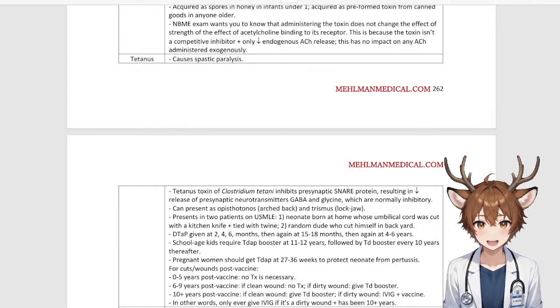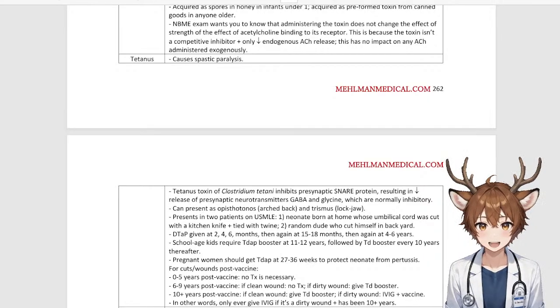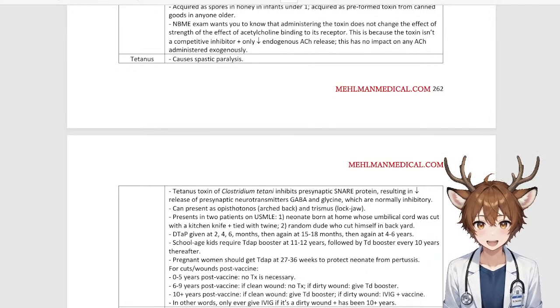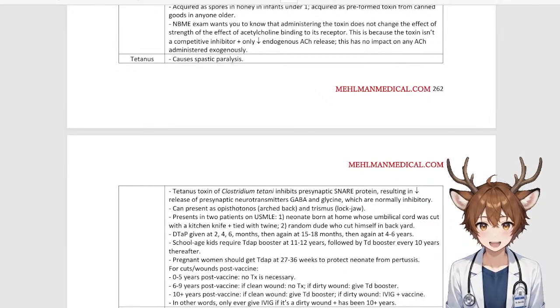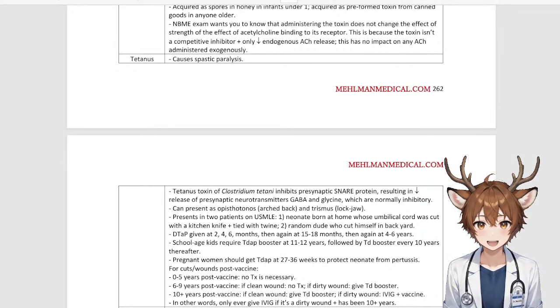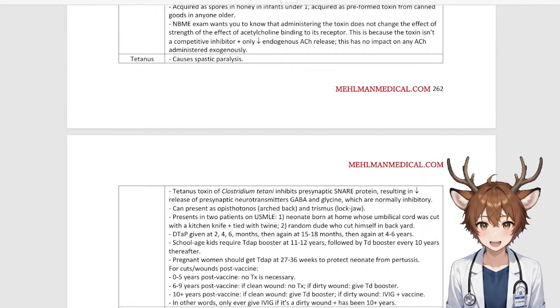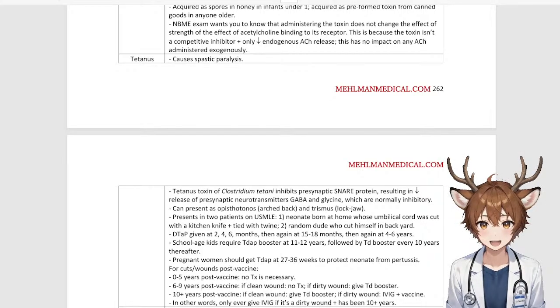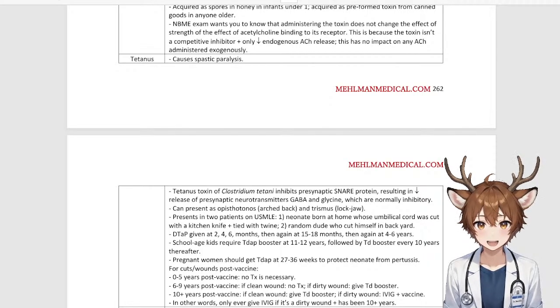Okay, that's interesting. Random dude who cut himself in the backyard: DTaP given at 2, 4, 6 months, then 15, 18 months, then again at 4 to 6 years. School-age kids require a Tdap booster at 11 to 12 years, followed by a Td booster every 10 years thereafter. Pregnant women should get a Tdap at 27 to 36 weeks to protect the neonate from pertussis.